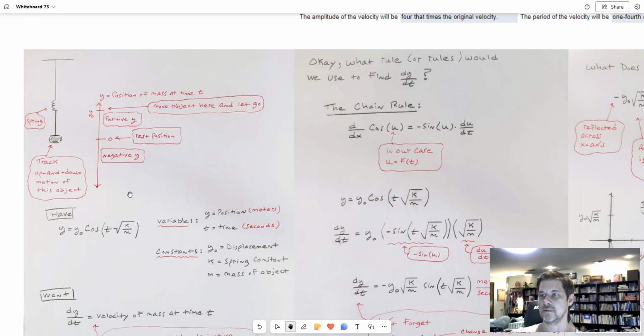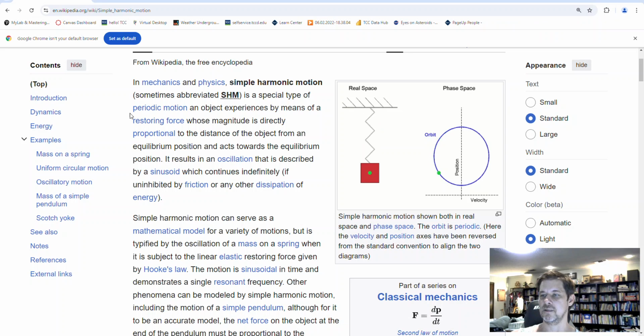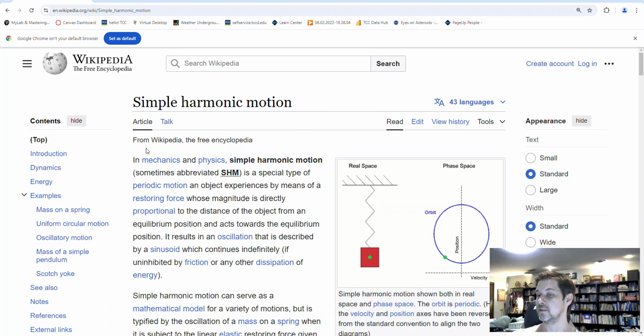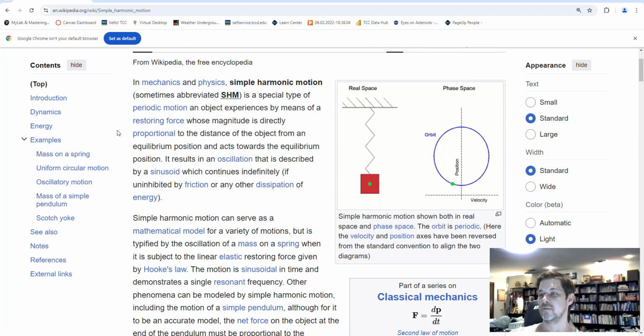Now, I think this is an important problem to spend some time on because it's from something called simple harmonic motion, which is the mass spring problem that you see here. But it's everywhere, like in mechanical systems of all kinds. If there's a vibration, then it might be that there's simple harmonic motion as the explanation for it. So I think that this is important.